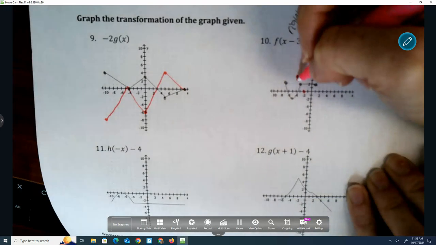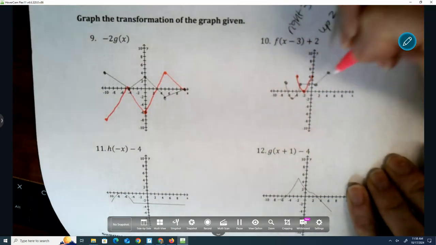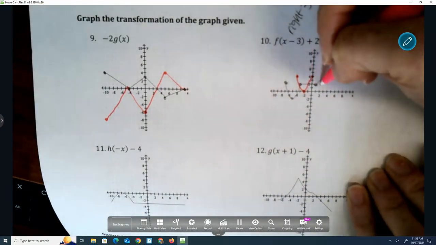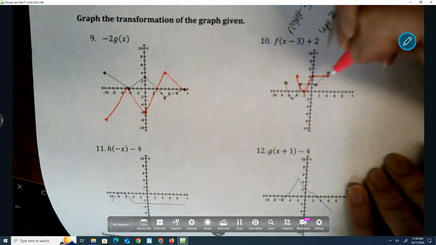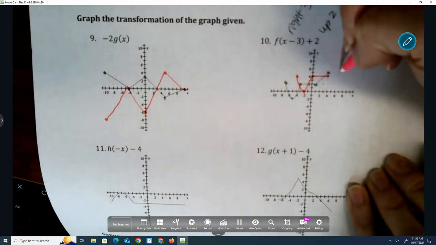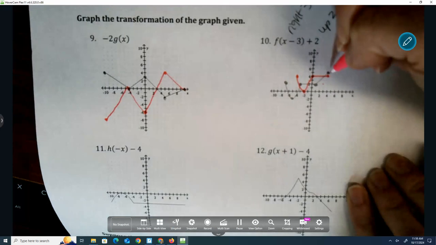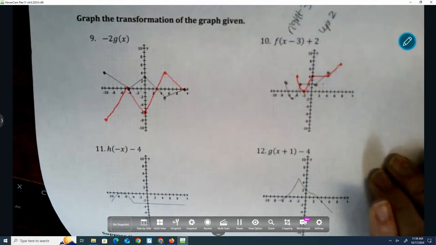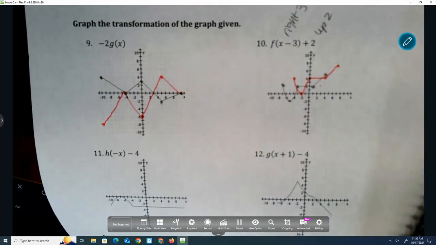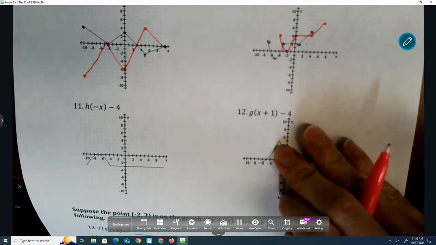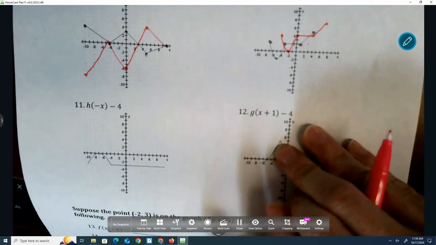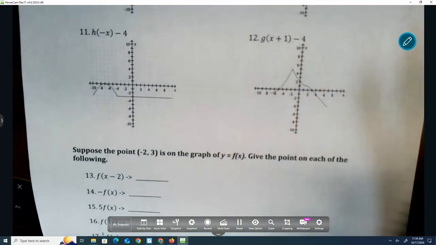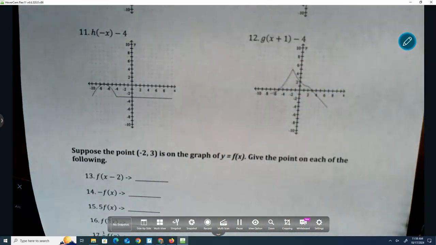So there's my little parabola looking piece. Take my next point. Right 3 and up 2. And then my last one. So we don't have to have the actual equations. I could just give you a random graph and we can translate it. Still same transformation rules. Okay, I want you guys to try number 11 and see if you can get that final graph for me.